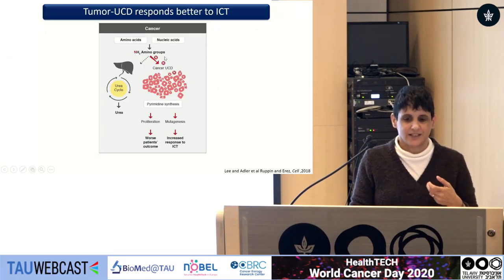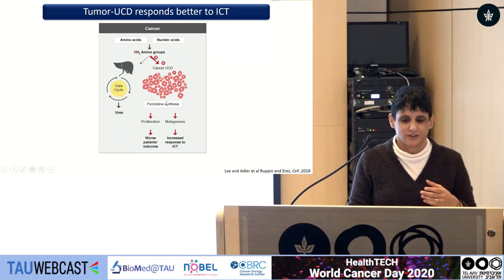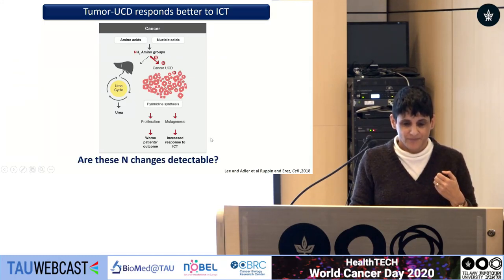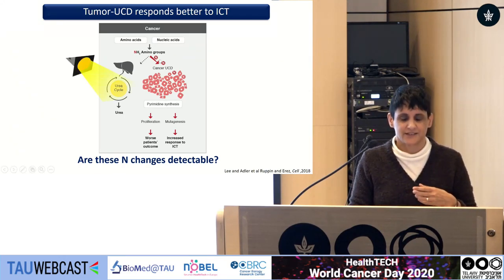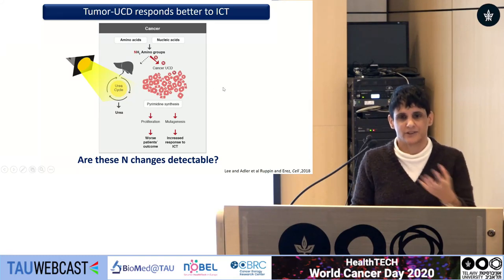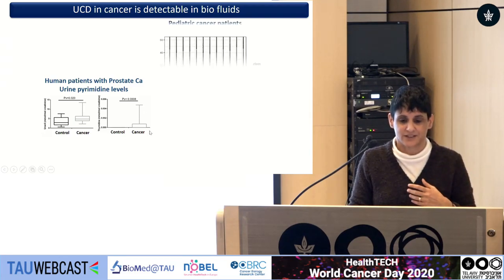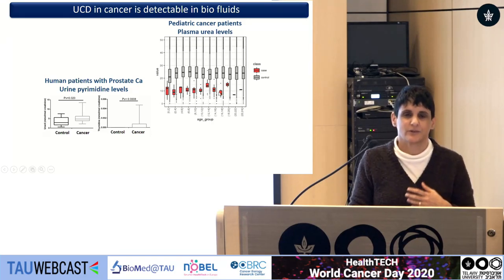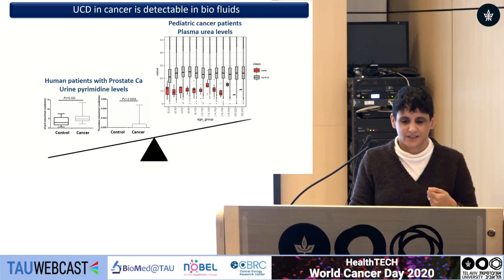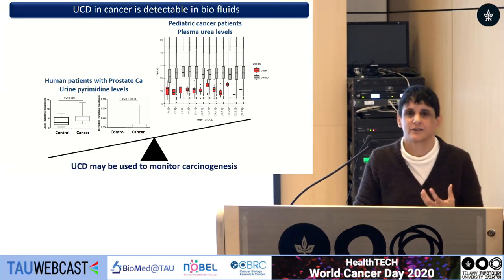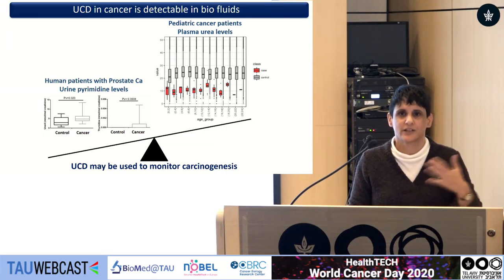So what I've shown you is that in cancer, there is diversion of nitrogen to support pyrimidine synthesis that supports proliferation and mutagenesis. On one hand, we get worse patient prognosis, but we get increased response to immunotherapy. So we wanted to see whether these changes are detectable in humans, and we looked at the other side, because as I told you, there is always a balance between the synthesis and the waste. And indeed, when we look at human patients with prostate cancer, we find high pyrimidine levels in the urine, and when we look at urea levels, here you can see in the red bar, children diagnosed with cancer on the day of admission have low urea levels. And so this supports, again, the second principle I told you about metabolism, that there is always a balance. And we think that this can help us use these UCD changes to monitor cancer progression.